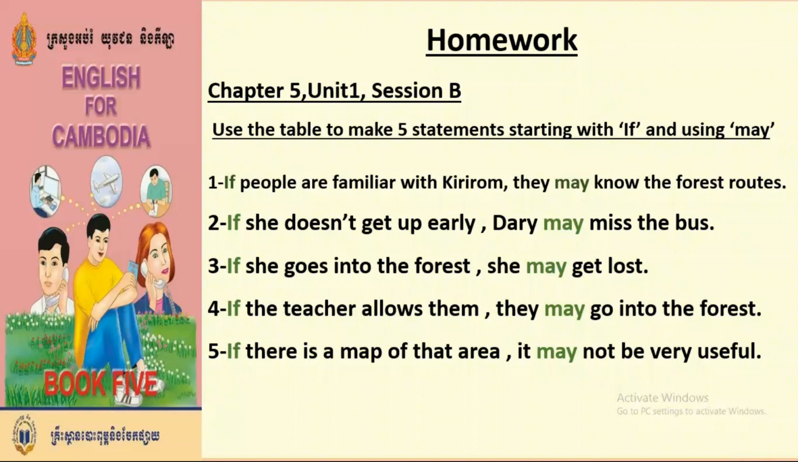This is the answer here. Use the table to make 5 statements starting with if and using may. Number 1, if people are familiar with Cambodia, they may know the forest road. 2, if she doesn't get up early, Dari may miss the bus. 3, if she goes into the forest, she may get lost. 4, if the teachers allow them, they may go into the forest. 5, if there is a map of that area, it may not be very useful.